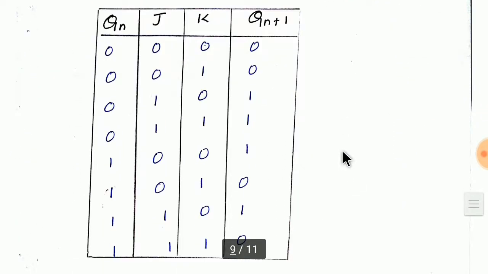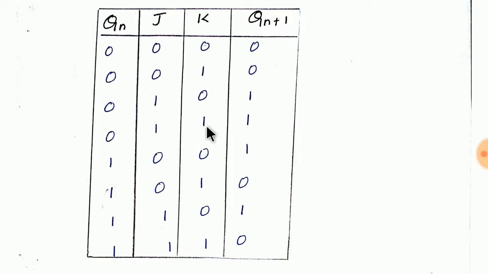Now let's go for the characteristic table, which is very important for analysis purposes, right? I have written all possible combinations. It is similar to your truth table, with Qn, J, K. For 0, 0, same. For 0, 1, it is going to perform reset operation. For 1, 0, we are going to get present state 0, and as J is equal to 1, it is performing set operation. For 1, 1, let us look at this state.